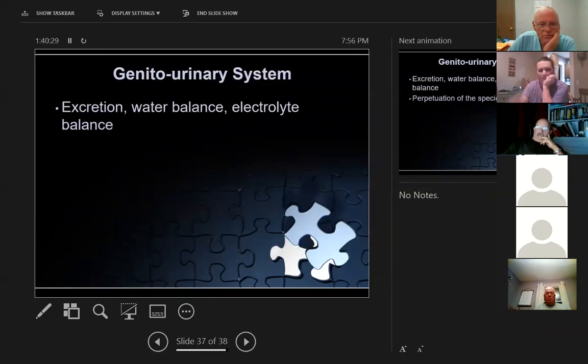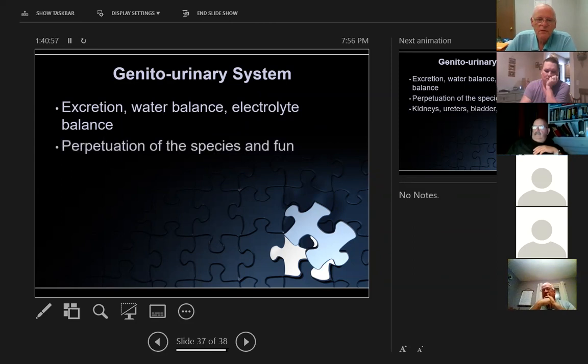Genitourinary system: excretion, water balance, and electrolyte balance. So getting rid of wastes and electrolyte balance, we get rid of, let's say, sodium and chlorides. The problem is we can't pee salt cubes, right? So we have to put a lot of water with that to get it out of our system. So that's why it's also involved with water balance and electrolyte balance, as well as getting rid of other wastes. Another function of it, I'd like to say, is perpetuation of the species and fun, okay?